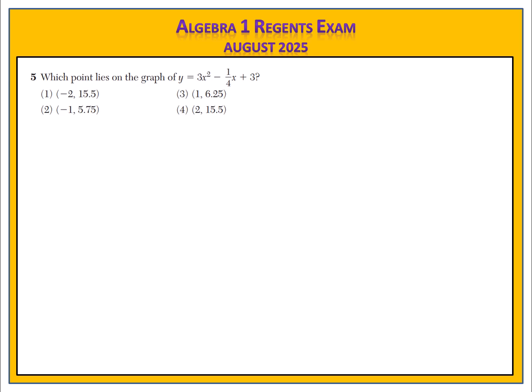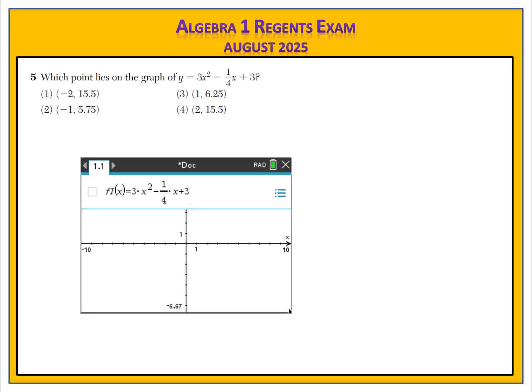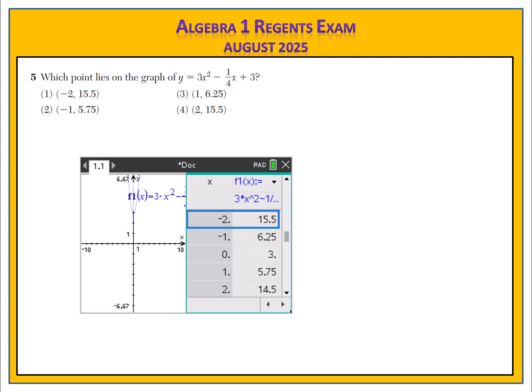Problem number 5. Which point lies on the graph of y equals 3x squared minus 1/4 x plus 3? We want to know which point is on the graph, so we might as well go directly to the graph. Enter that function in your calculator, and then look at the input and output table. See which of those points is in the table.